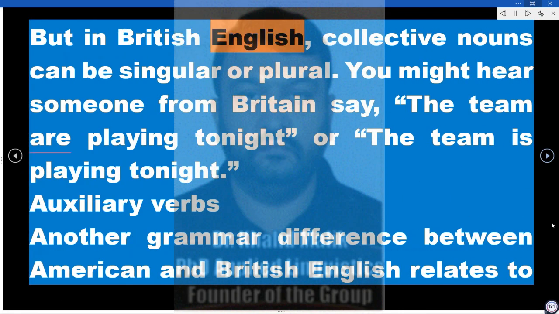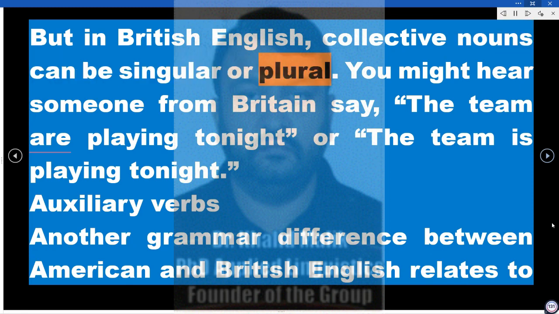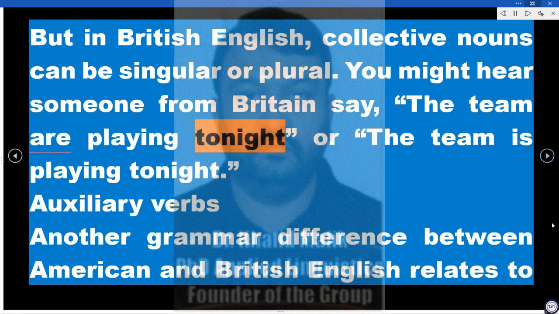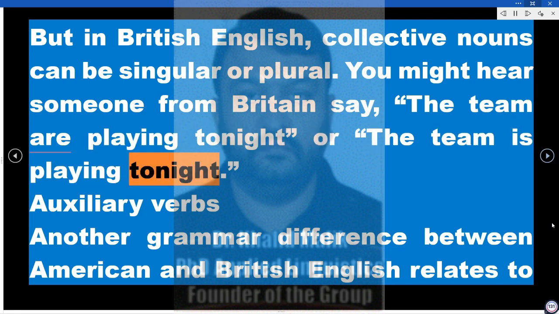But in British English, collective nouns can be singular or plural. You might hear someone from Britain say, "The team are playing tonight," or "The team is playing tonight."